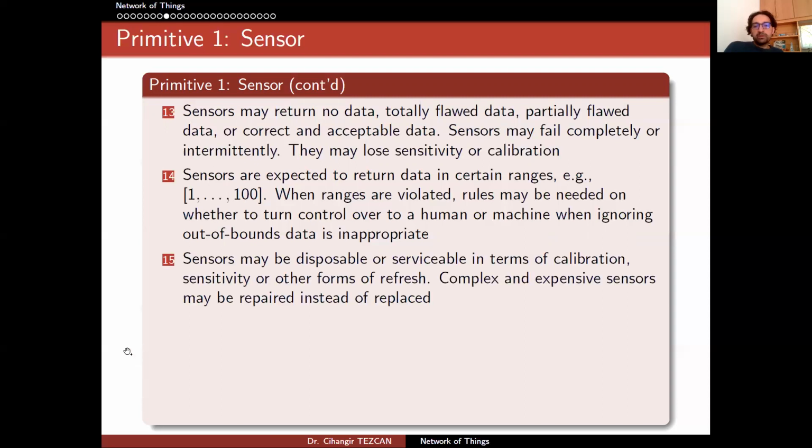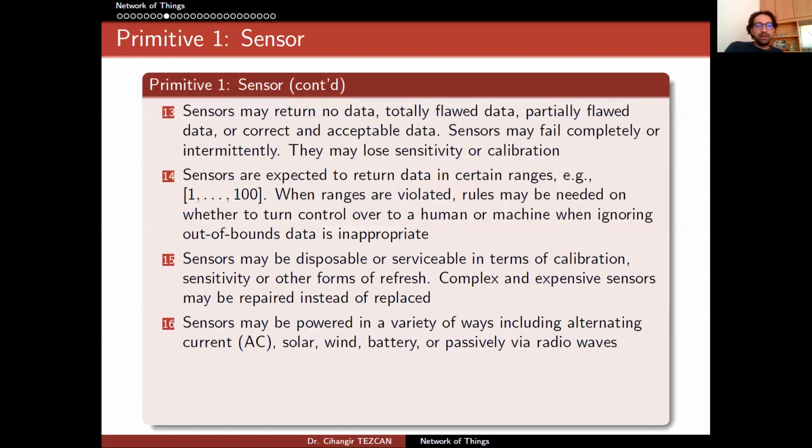Sensors may be disposable or serviceable in terms of calibration, sensitivity, or other forms of refresh. Complex and expensive sensors may be repaired instead of replaced. But as you can guess, today's technology is trying to move to a place where, instead of repairing, you go and buy a new one, which I do not promote, let's say.